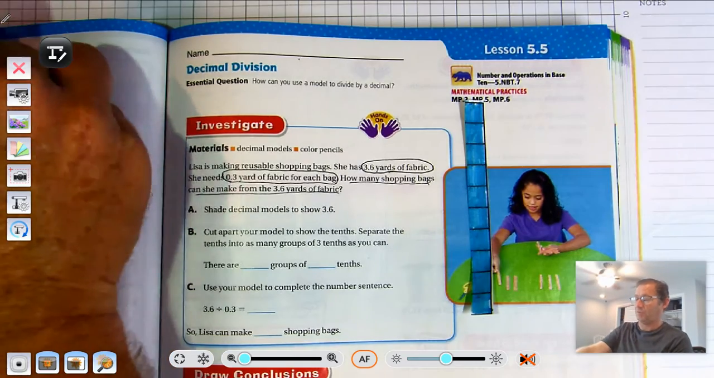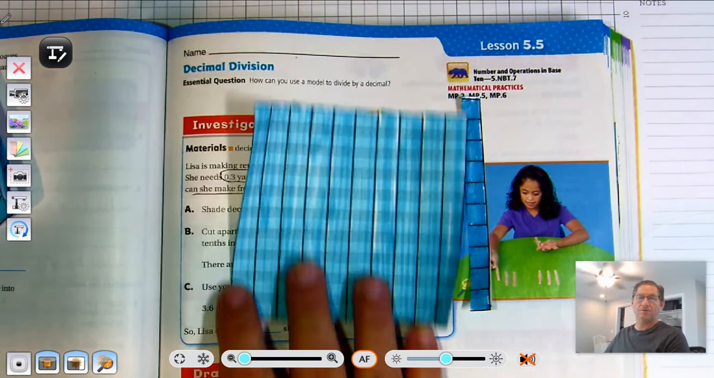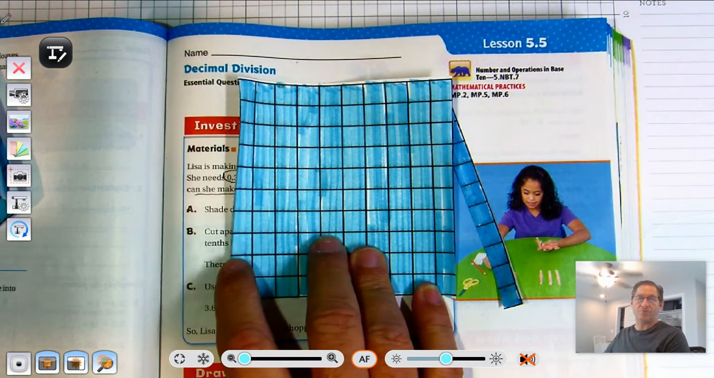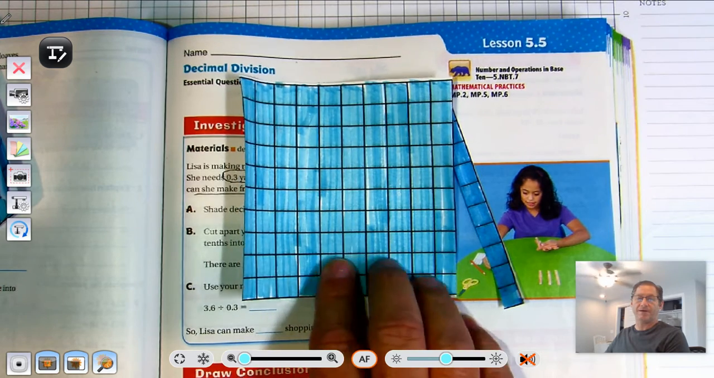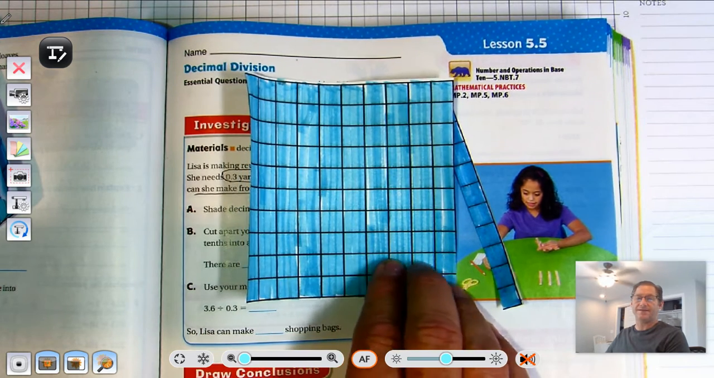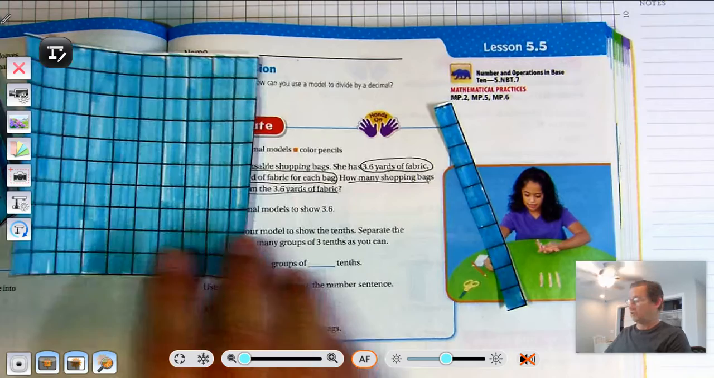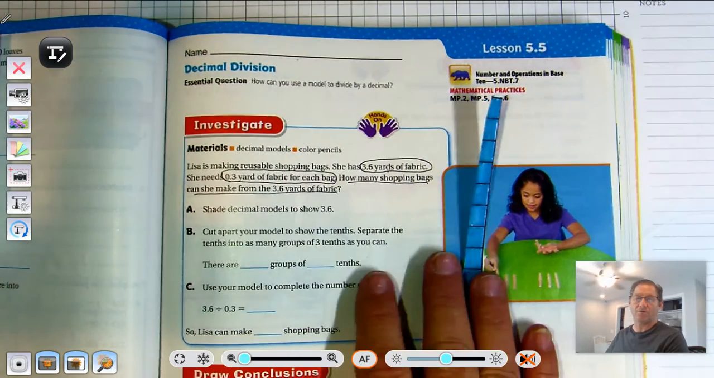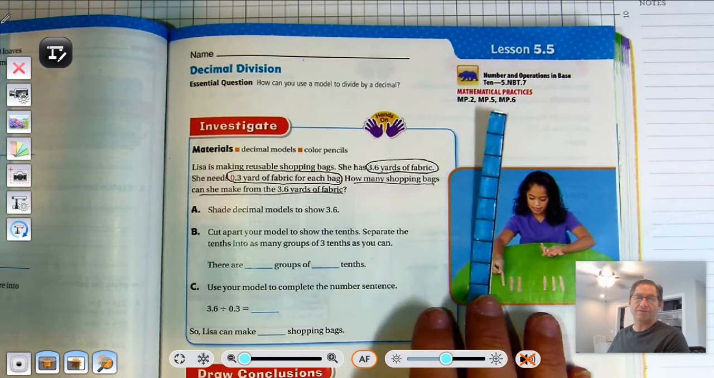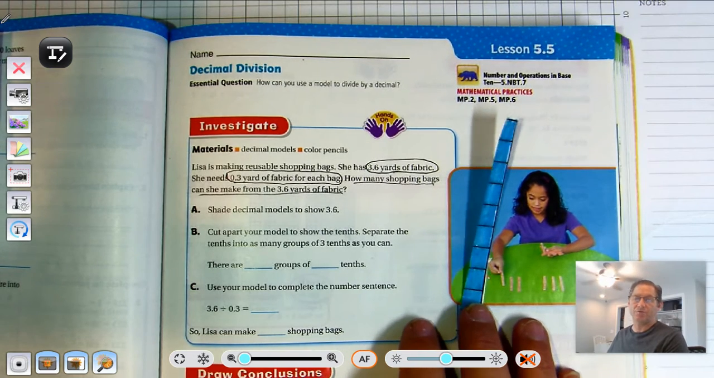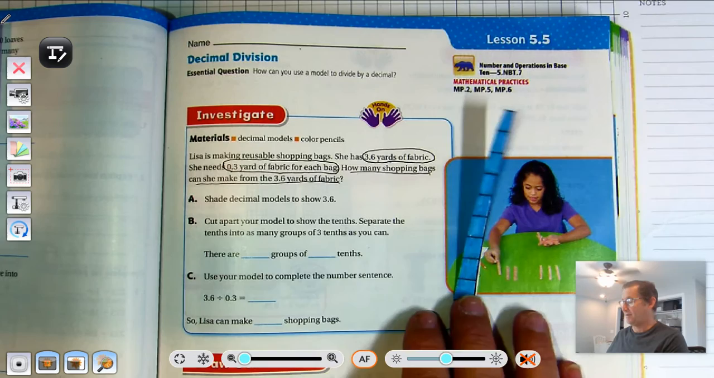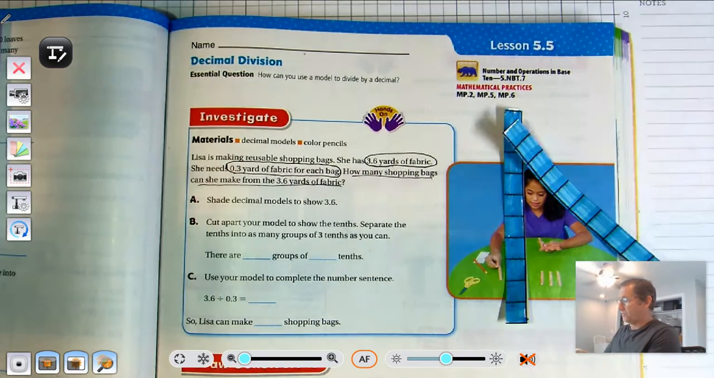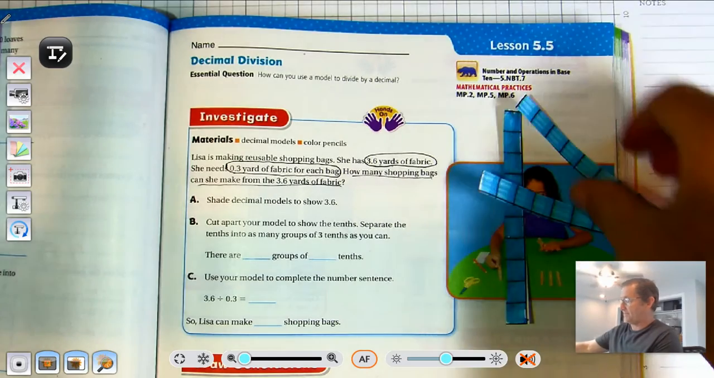Okay, so if we took this whole one, there are 10 strips in it. 1, 2, 3, 4, 5, 6, 7, 8, 9, 10. So each strip is 1/10 of the decimal model. All right, so now separate the tenths into as many groups of 3/10 as you can, because we were dividing by 3/10. So we're just going to set out groups of 3/10.